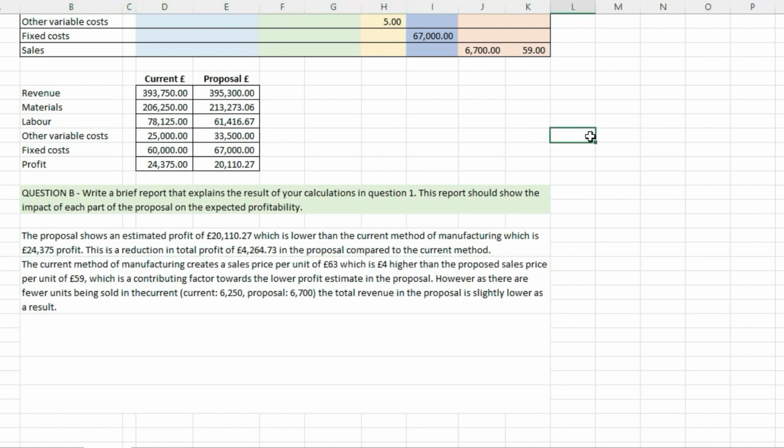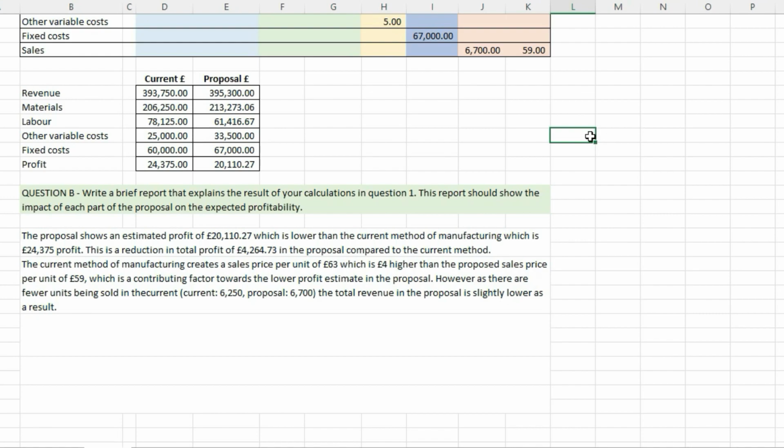So here we're saying the current method of manufacturing creates a sales price per unit. In this answer you want to make sure that you're mentioning price per unit. So we're saying the current method has a sales price per unit of £63, and that is £4 higher than the proposed sales price per unit of £59. So again, comparing like with like. And we're saying that's a contributing factor towards the lower profit estimate in the proposal.